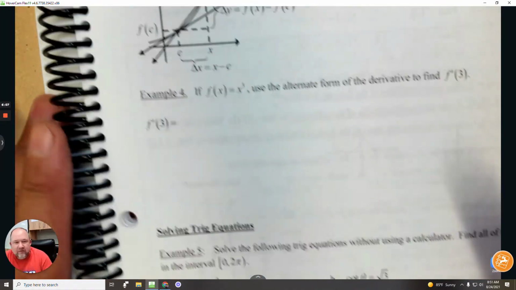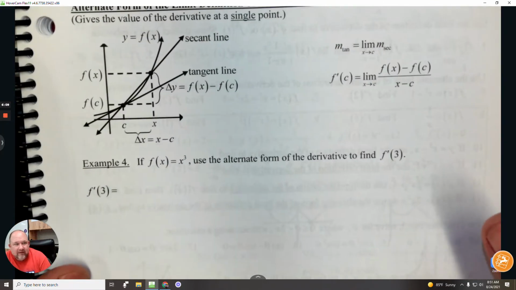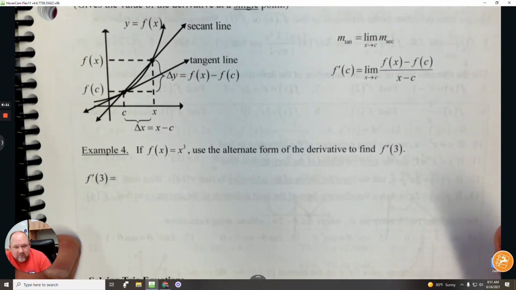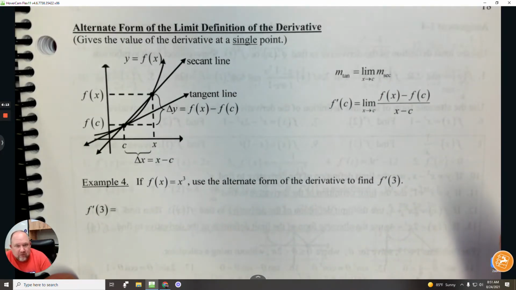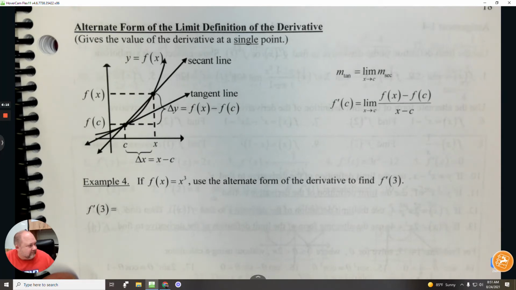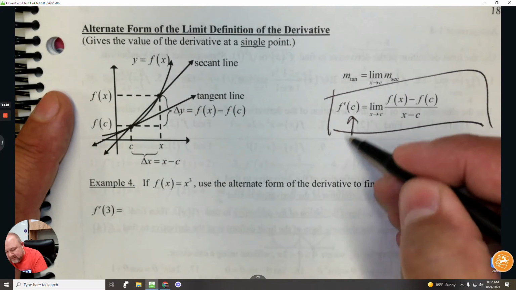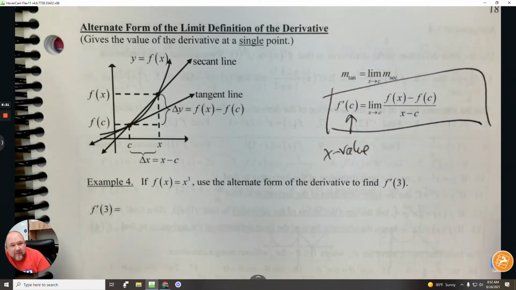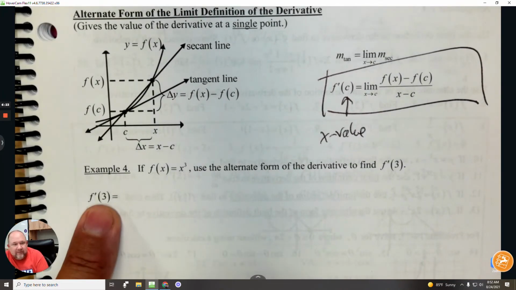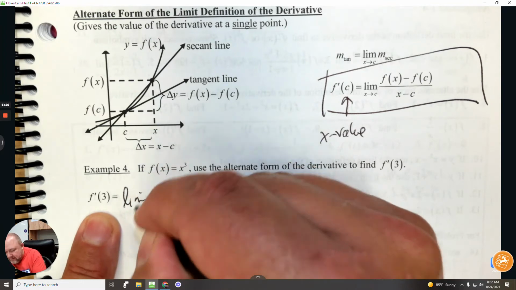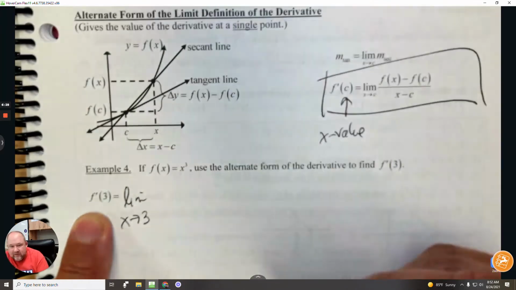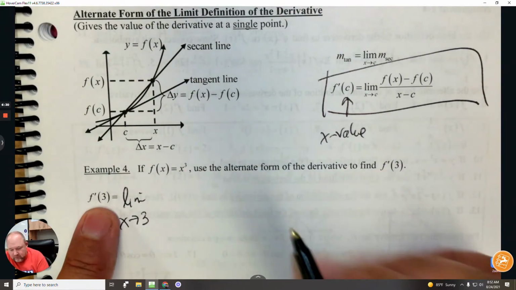So if I don't need the general derivative, if I just want it at a certain point, there's an alternate form to use. It's right here, where c is that x value that I'm looking for. So if I want to find the derivative at 3, now it's a limit as x approaches 3. So as I get closer to 3, what's the slope?